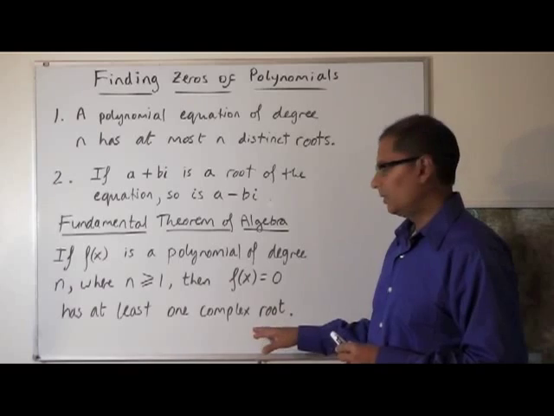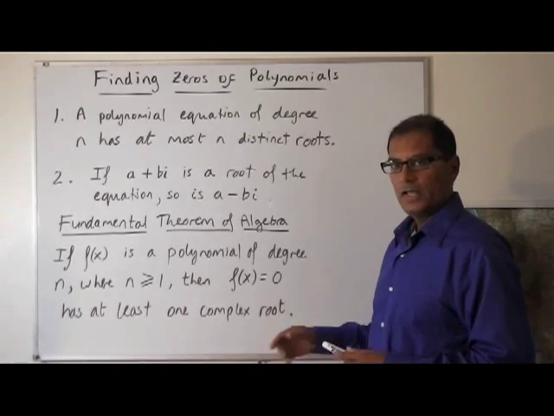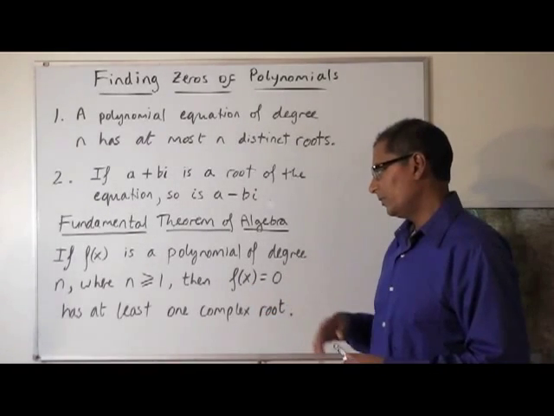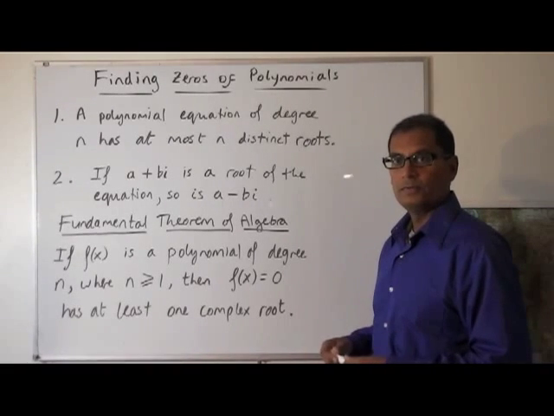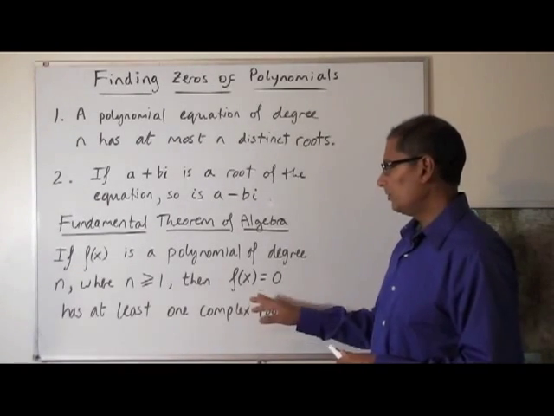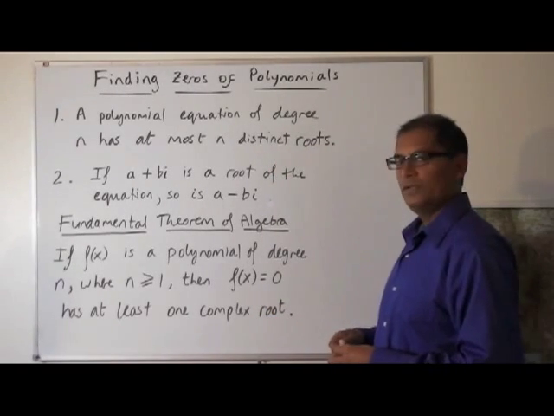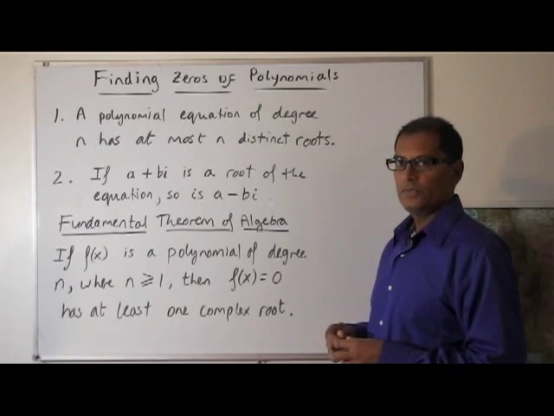Now don't confuse complex with imaginary. Complex includes imaginary and real. So what we're saying is this polynomial has at least one real or imaginary root. And this allows us to say that we have at most n distinct roots of a polynomial of degree n.